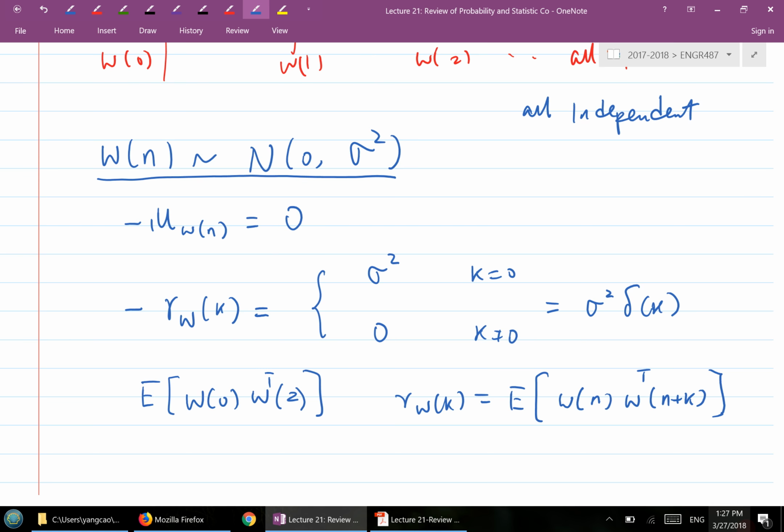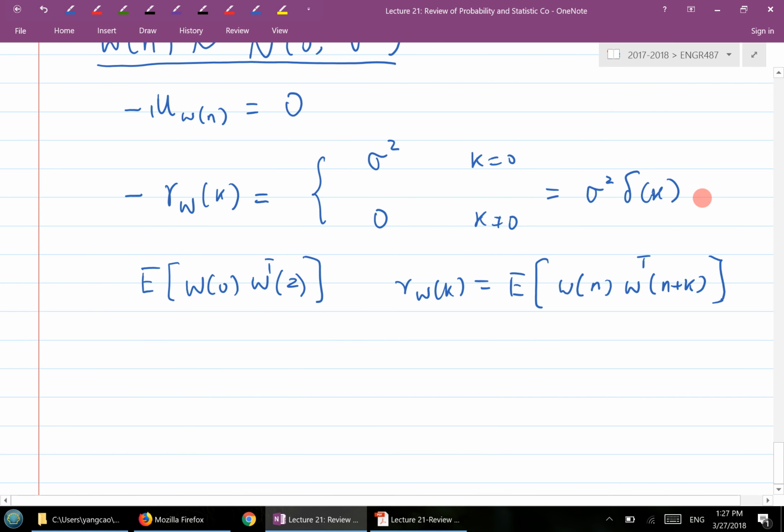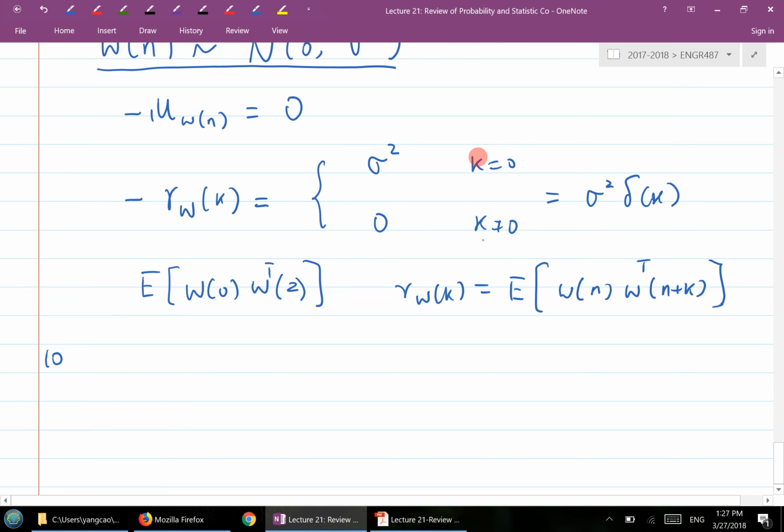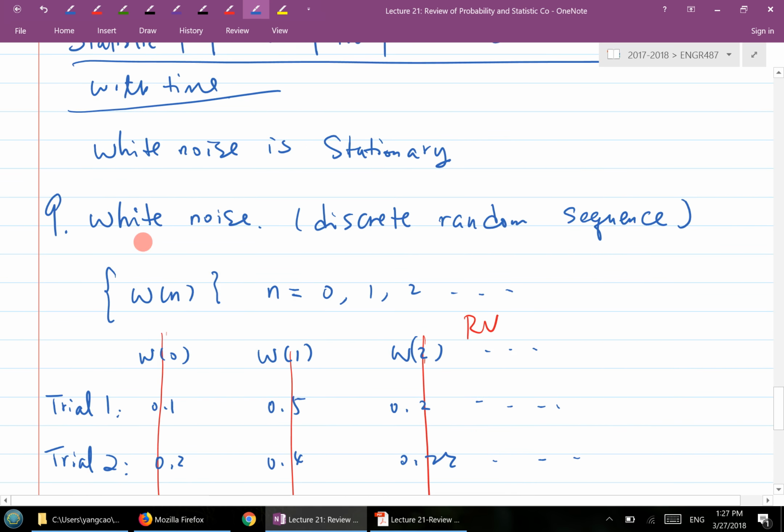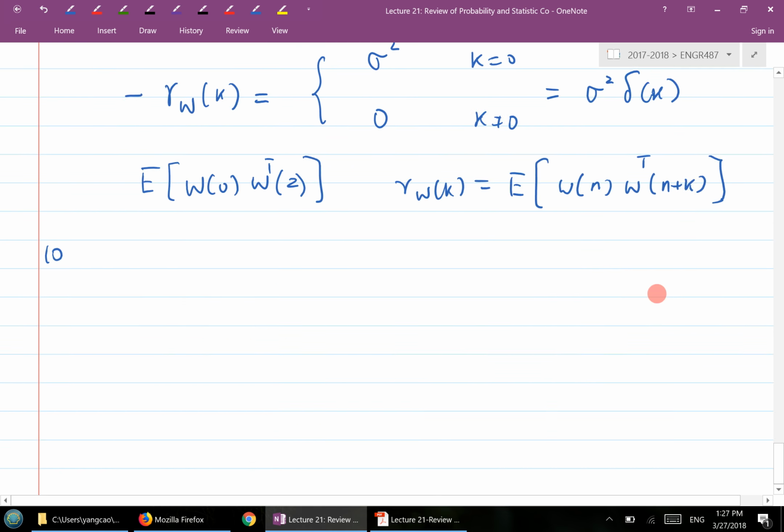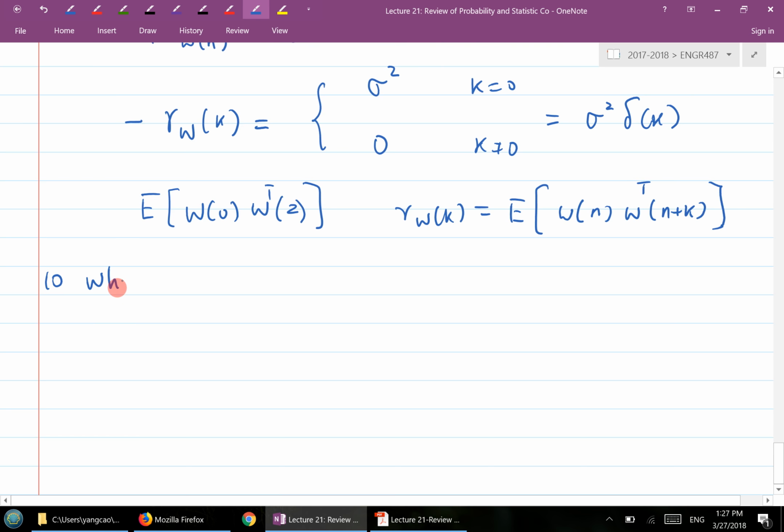Is that good? Okay. So now I'm going to extend a little bit further, one more step. It keeps getting a little more complicated. So here is white noise, basically one sequence of white noise here. Now, the next one, let's look at a white random vector.